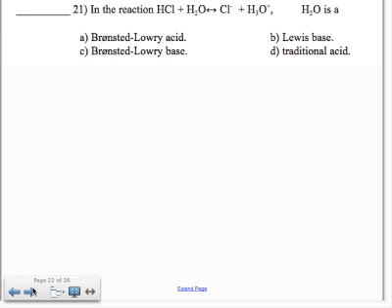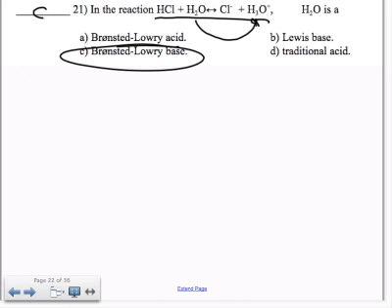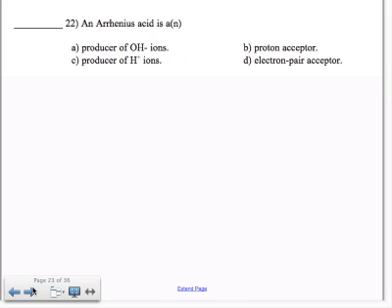All right, H2O in this equation, what species is H2O? Well, what's going to happen to it? It goes from H2O to H3O. So it gains a hydrogen. It gains a proton. It's a proton acceptor, which makes it a Bronsted-Lowry base. Definition of an Arrhenius acid is a species that produces hydrogen ions. Arrhenius base would be produces hydroxide ions.